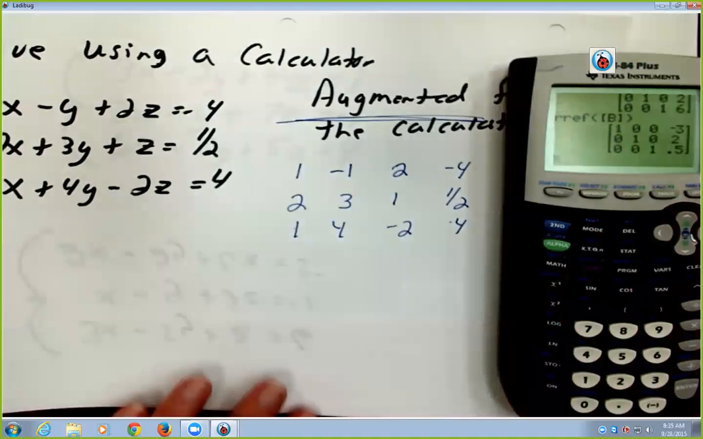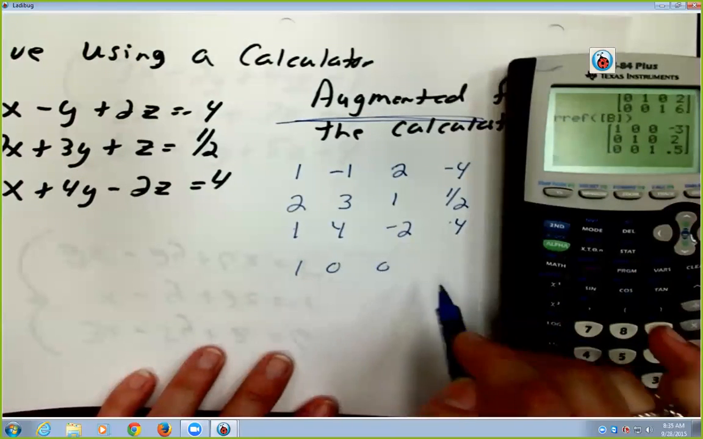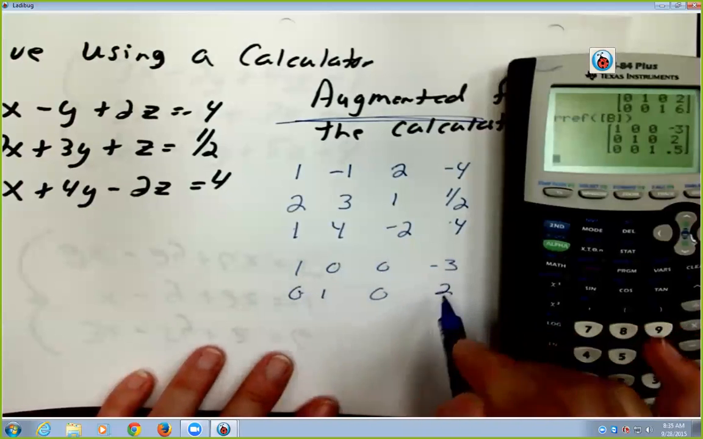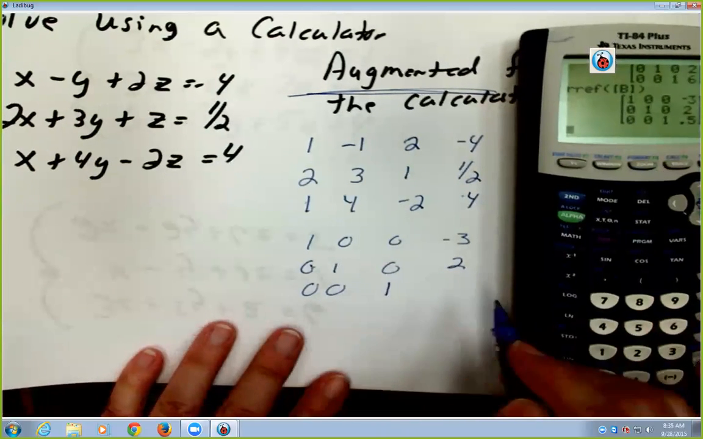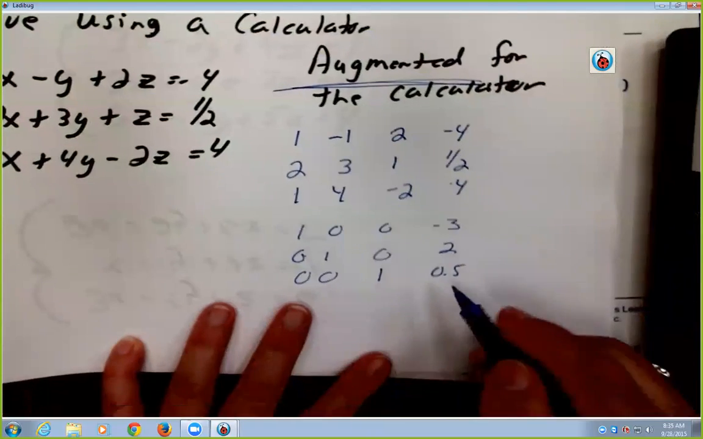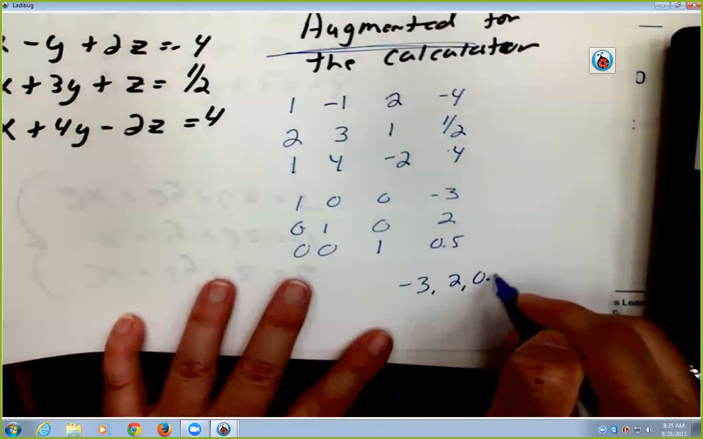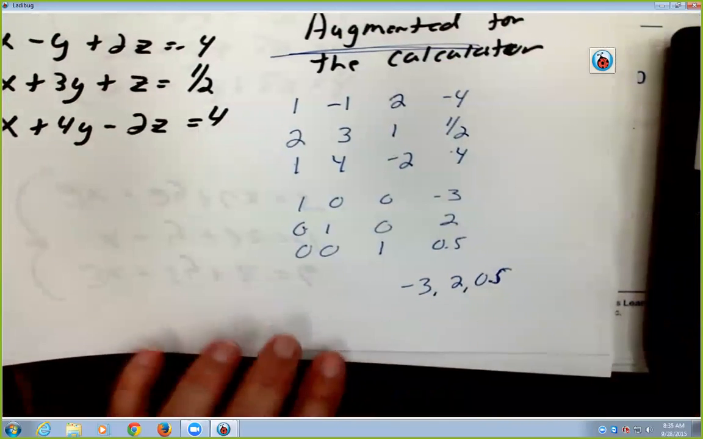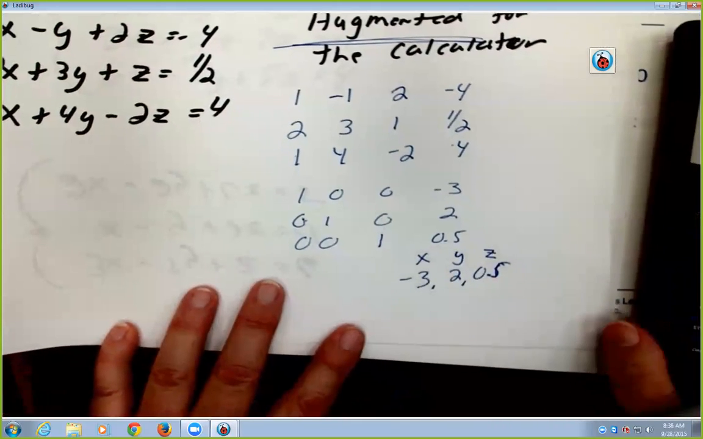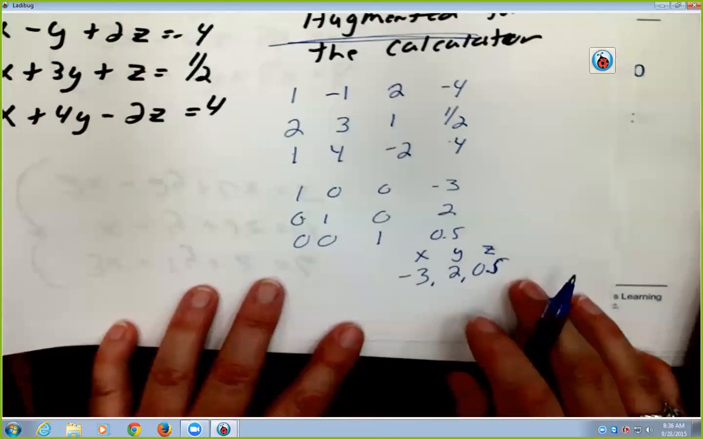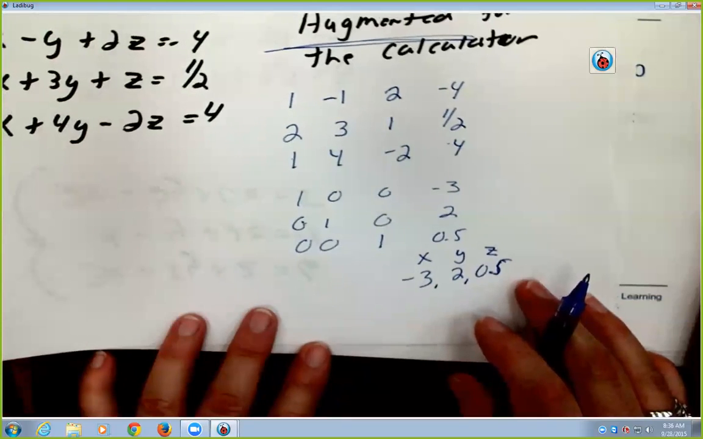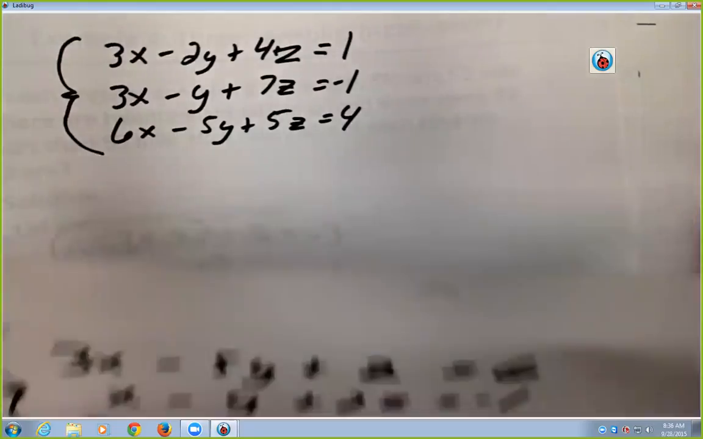So my answer for this one came out to be 1, 0, 0, negative 3. 0, 1, 0, 2. 0, 0, 1, 0.5. So my answer to this equation is negative 3, 2, 0.5. And that's what each of these equal. First one's x, second one's y, the third one is z when I do that. Okay, make sense? Okay. Yes, everybody good? Think so? Okay, let's take a look at another one.